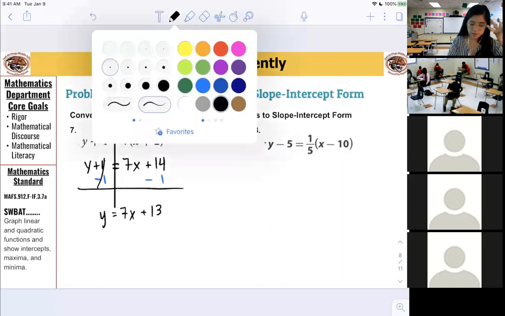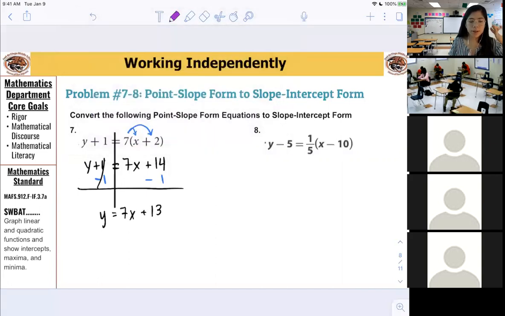What's one thing I know? What do I know about this graph now? The y-intercept. Good, what's my y-intercept? 13. What else do I know? The slope. Good, what's my slope? 7. And then what's something I knew from the start, from the beginning? The point on the graph. So I look at this +2 and this +1. And what's the point located on the graph? 2.